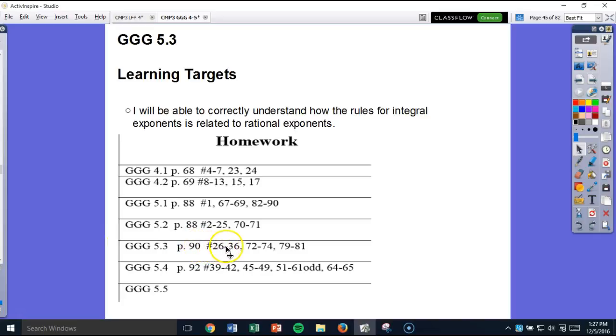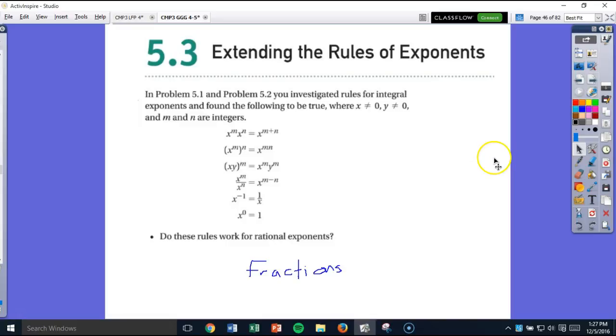It's going to be numbers 26 through 36, 72 through 74, and 79 through 81. So if we turn to page 80 in our books, we're going to find 5.3, Extending the Rules of Exponents, and it tells us that we investigated some rules in 5.1 and 5.2, and we found all of the following to be true as long as x and y were not 0 and that m and n are integers. So the question in 5.3 is, will these rules still work for rational exponents? And again, rational is the same as being a fraction.